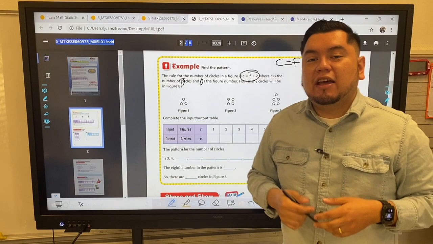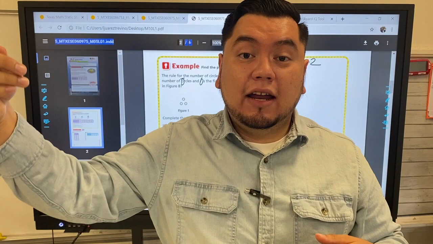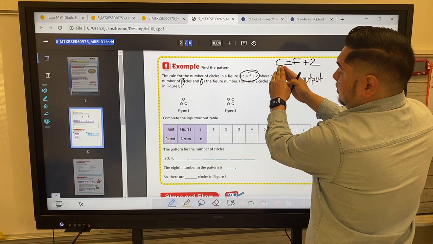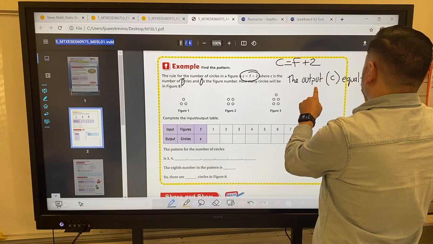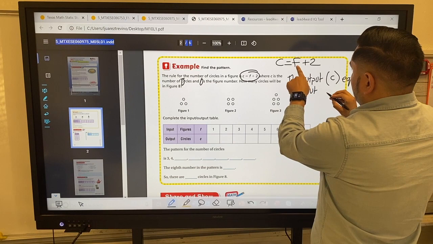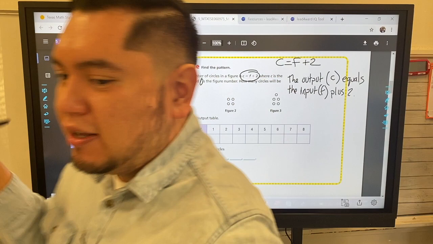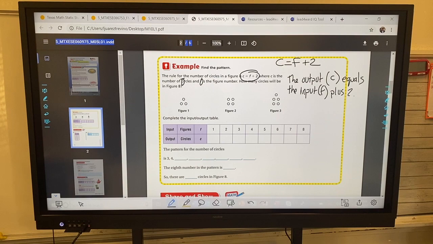You automatically should start thinking, okay, I need to write my sentence of what this means. The output, let's write it down. The output is the one outside. The output, C equals the input, which is the one inside, F plus 2. There it is, that's my step number one. I wrote my sentence. And now I'm going to apply the rule.